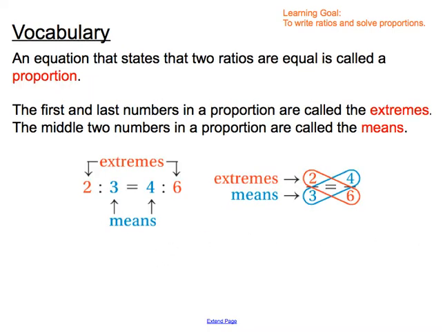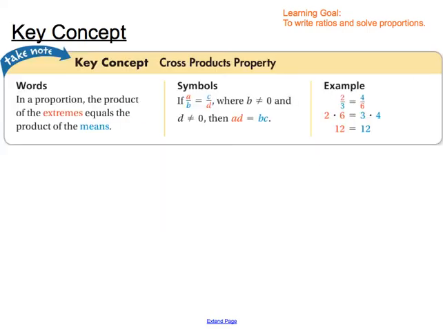So when we have an equation that states that 2 ratios are equal, we call that a proportion. In a proportion, the first and last numbers are called the extremes, and the middle 2 numbers are called the means. Oftentimes when we read this equation, we'll read it as 2 is to 3 as 4 is to 6. So we're probably fairly used to solving proportions.